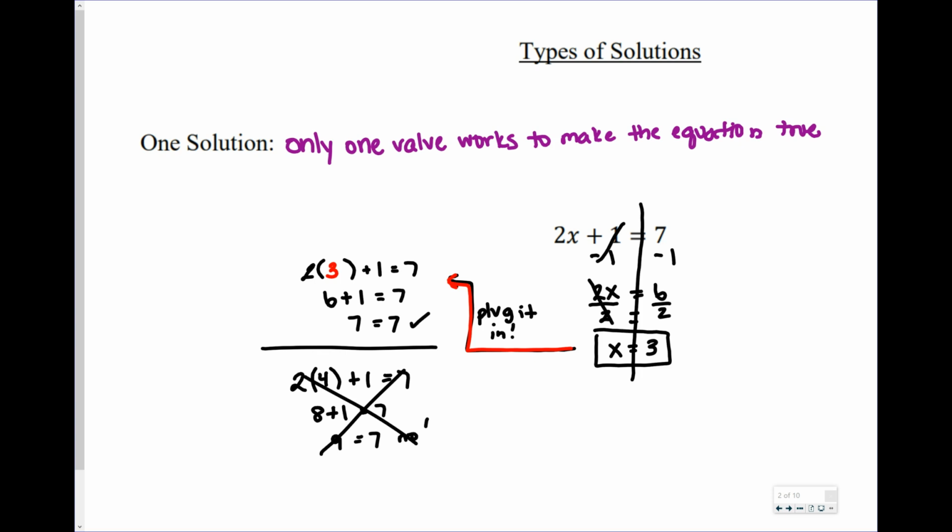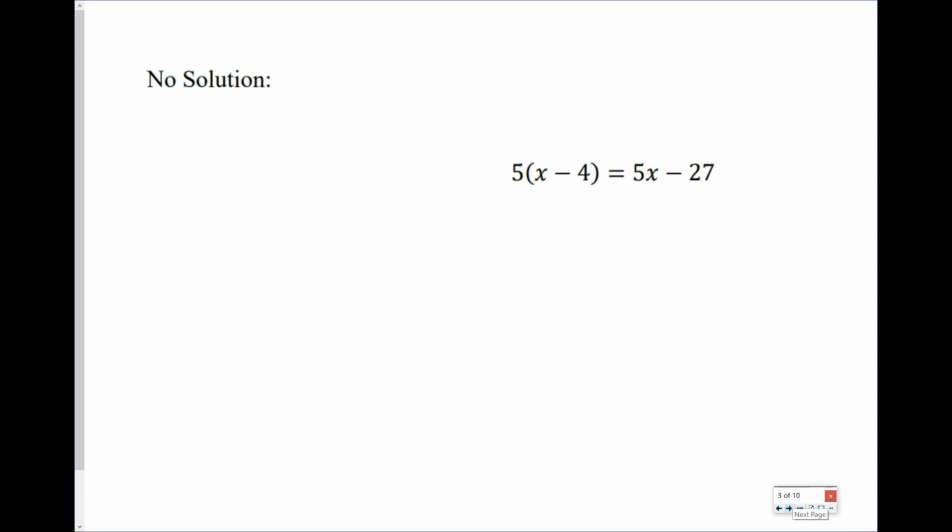So most of the equations you've solved have one solution. However, sometimes equations have no solution. And this means that there are actually no solutions that make the equation true. No numbers that if I plug in will work.